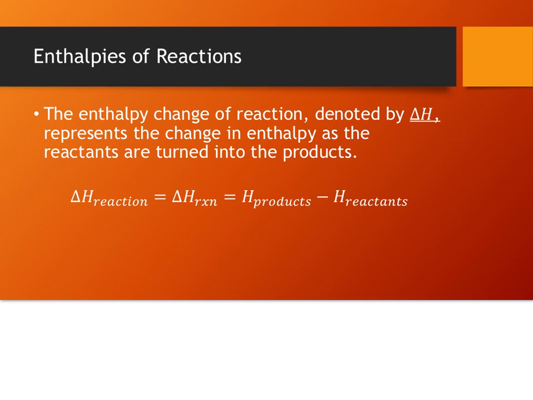So, the enthalpy change of a reaction, denoted by delta H, it's actually wrong, I really don't know why you're missing something. Sorry, typo. That typically is delta H Rx n. Delta H refers to enthalpy change, and Rx n refers to reaction, so that is the enthalpy change of the reaction. Go figure. It represents the change in enthalpy as the reactants are turned into products. Typically, this is the long version. We shorten it to this.